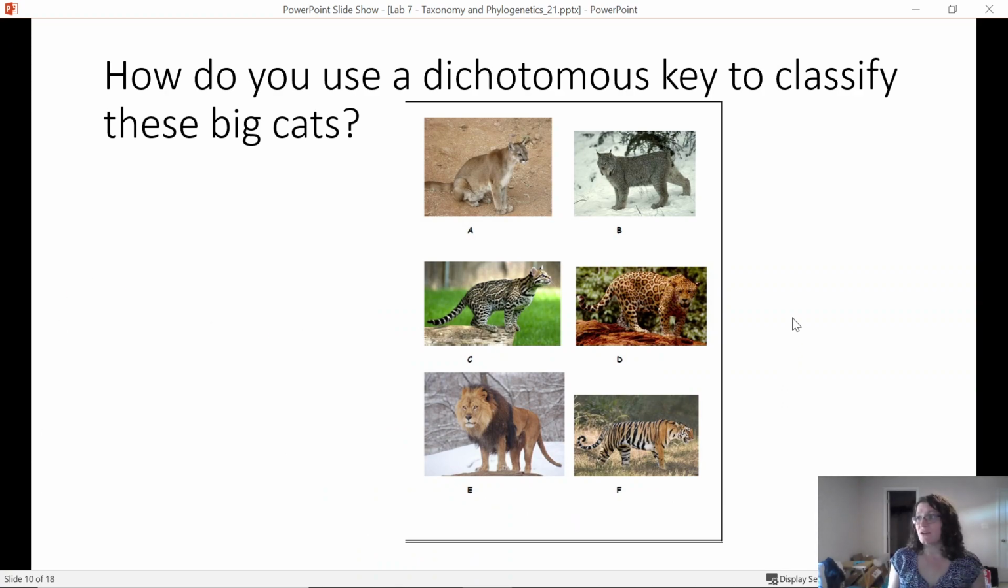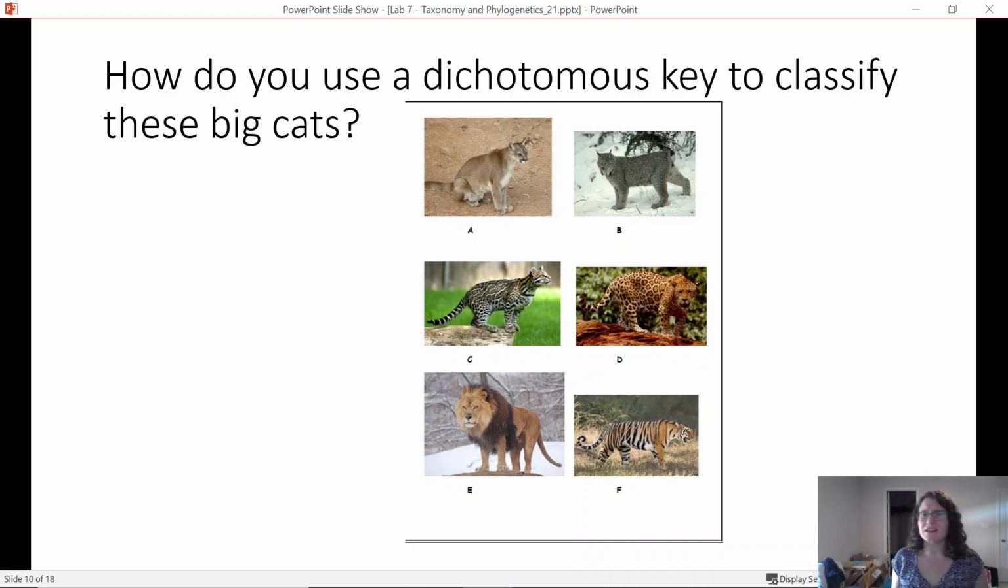So in your activity, you're going to be using a dichotomous key to classify these big cats. Now, can you identify these cats already? Probably. I mean, these are pretty common big cats. You've got a puma or mountain lion. You have a lynx. This one's an ocelot, etc. But let's say you'd never seen these cats before. How would you use a dichotomous key to build them?